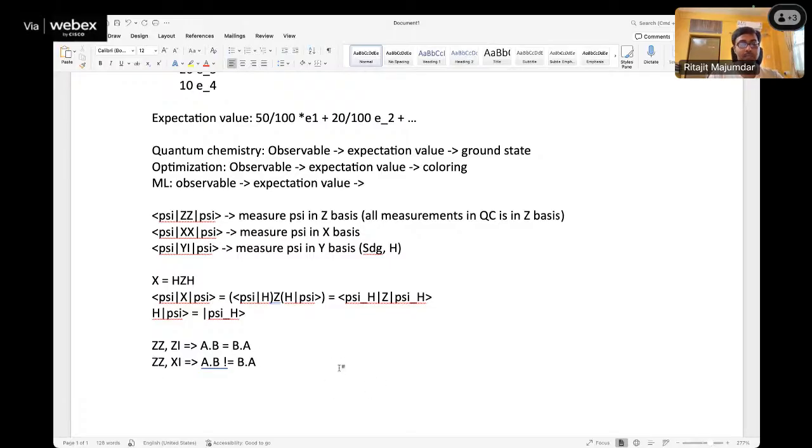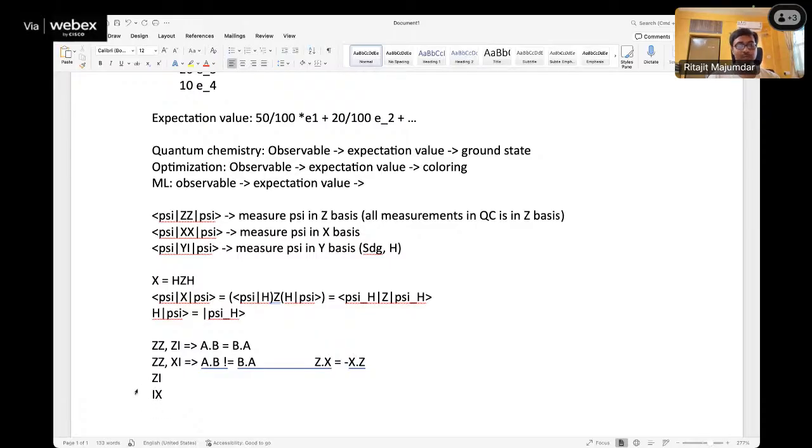Let's take another example. I have ZI and IX. So remember, in case you don't remember, Z and X anti-commute. ZX is not equal to XZ. Rather, ZX is equal to minus XZ. So they anti-commute. What happens when we have two observables like this? See, let's put them one after another.